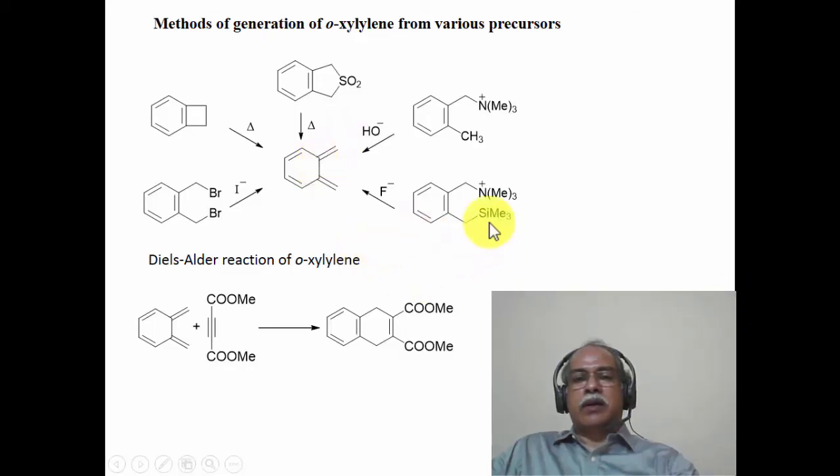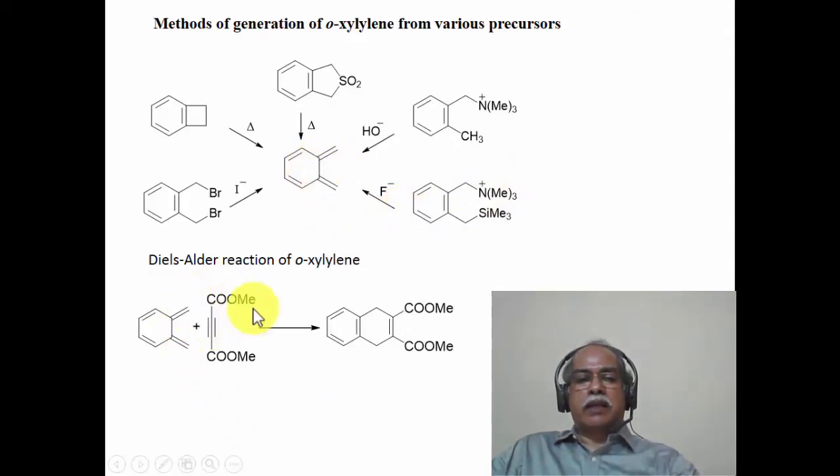Finally, this is an ortho-silylated ammonium salt. The fluoride ion essentially attacks the silicon because silicon is fluorophilic in nature. So, the fluoride ion attacks the silicon, producing trimethylsilyl fluoride, and in the process it undergoes the elimination of the amine to produce the ortho-quinodimethane.